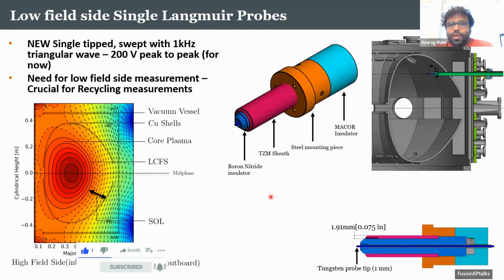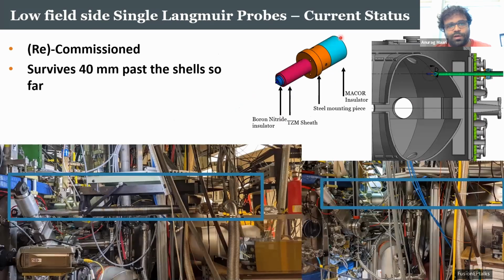Okay. Another addition is an off midplane Langmuir probe. The old Langmuir probe doesn't exist anymore, and I can talk more about why. But this midplane probe has been installed, and so far it survives 40 millimeters past the shell from Predator. The only way to fit this on the machine was to hang it upside down over the interferometer.